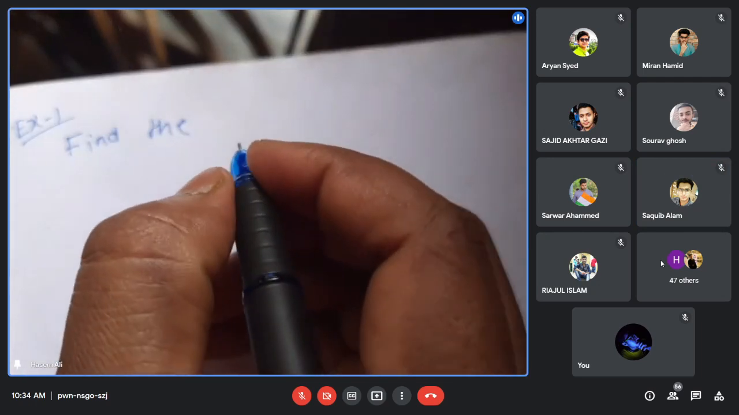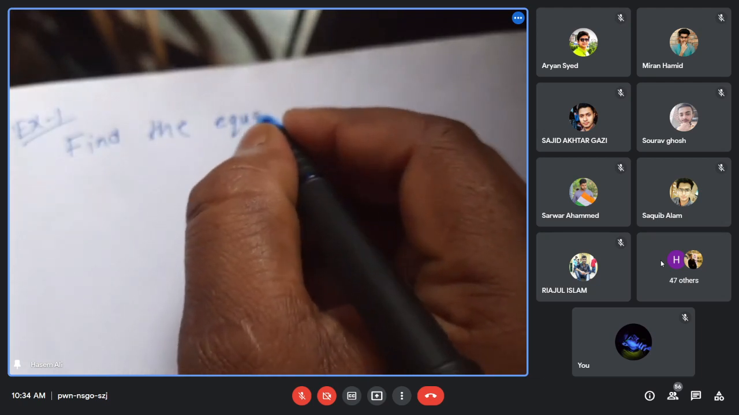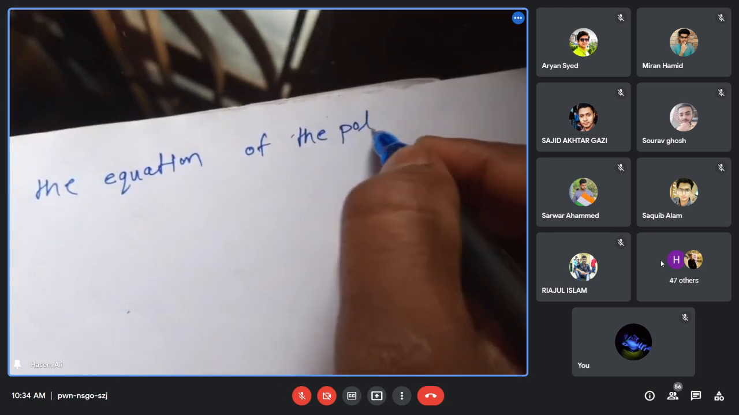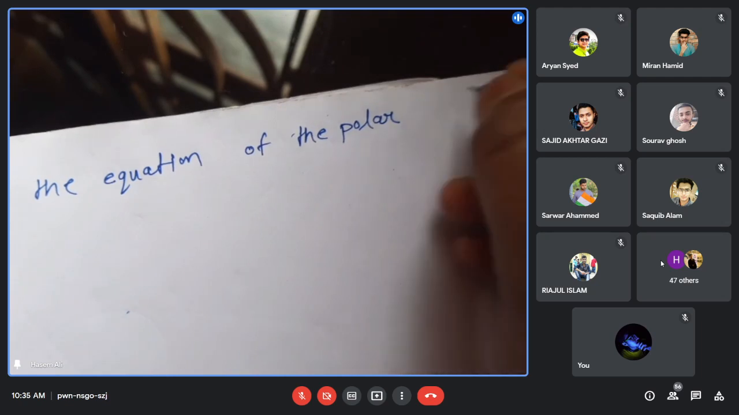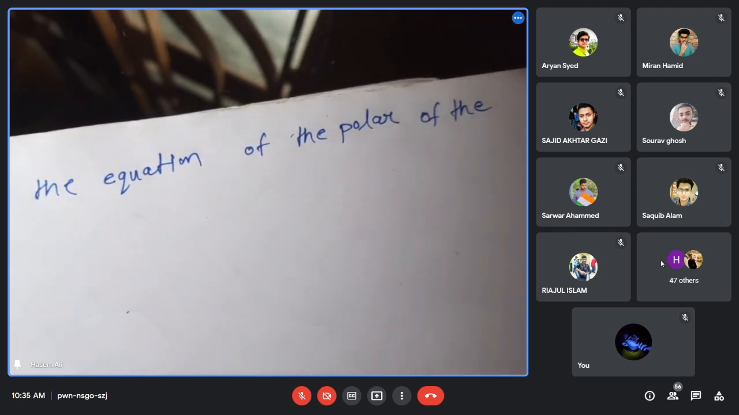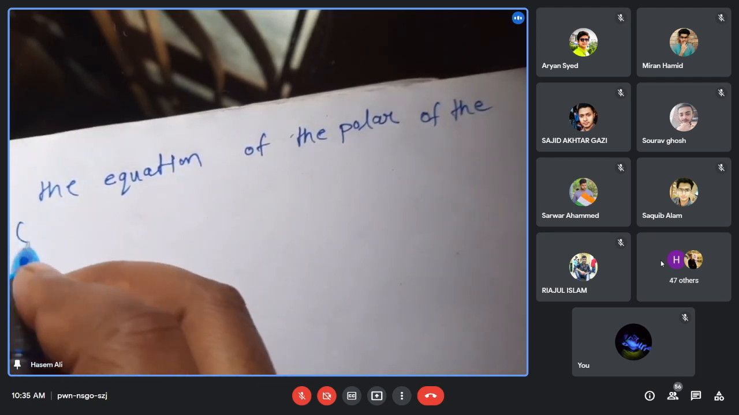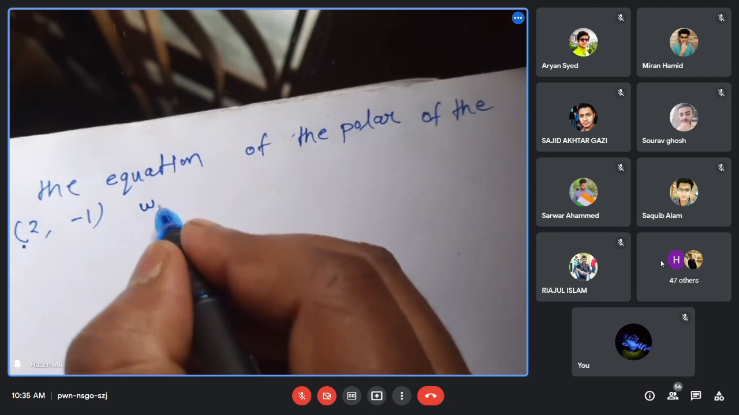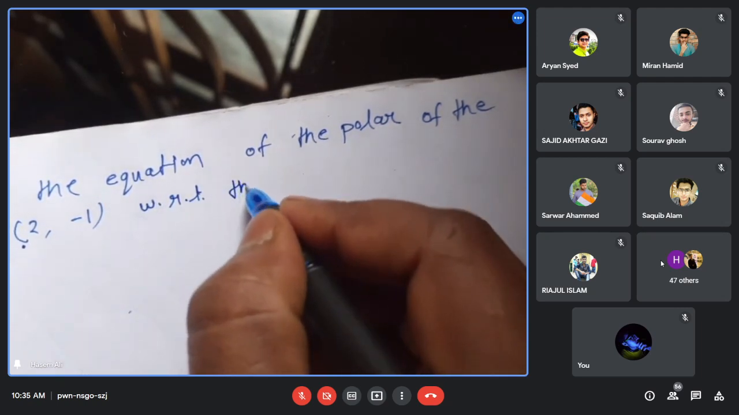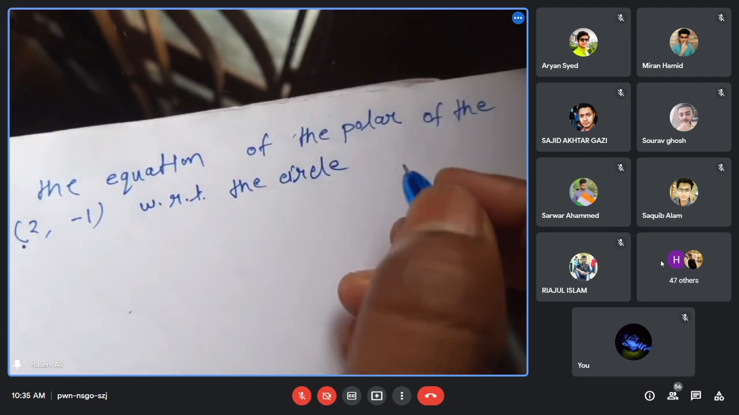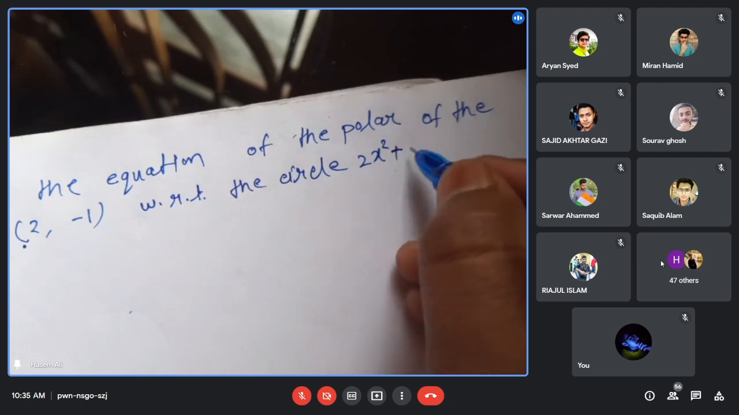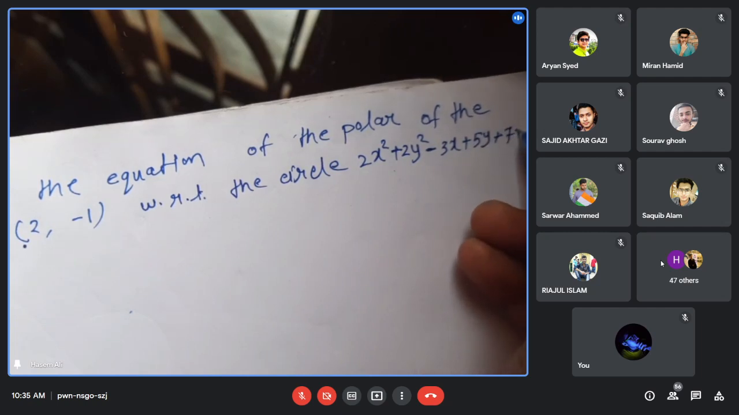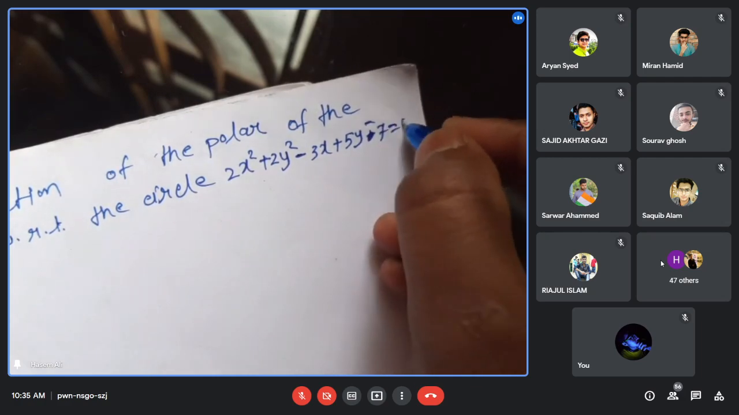Find the equation of the polar of the point (2, -1), that is, this is the point P, with respect to the circle 2x² + 2y² - 3x + 5y - 7 = 0.